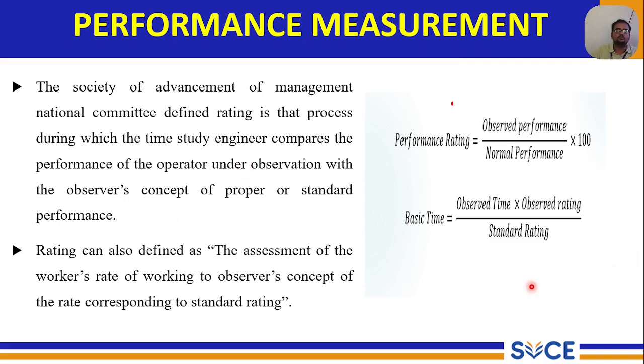Next thing is to go for performance measurement. How do you measure a performance? Performance measurement in general is the ratio of observed performance to normal performance. Determining normal performance might be quite difficult, but calculating basic time is a key important aspect of performance measurement, because basic time is the one which has been fixed as the ideal time to finish a particular job. The Society of Management Committee has defined the rating.